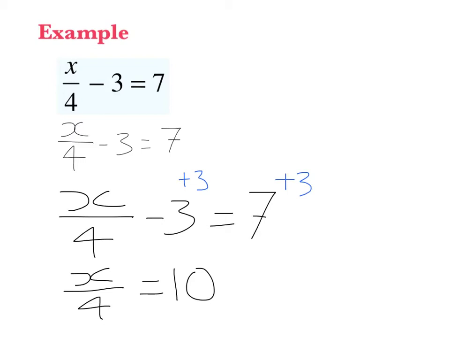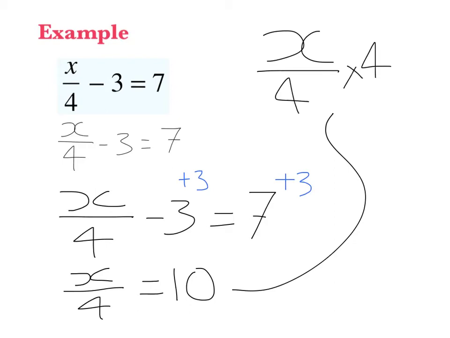Now x divided by 4 is 10. I need to find x by itself. Therefore, x divided by 4 multiplied by 4 equals 10 multiplied by 4.